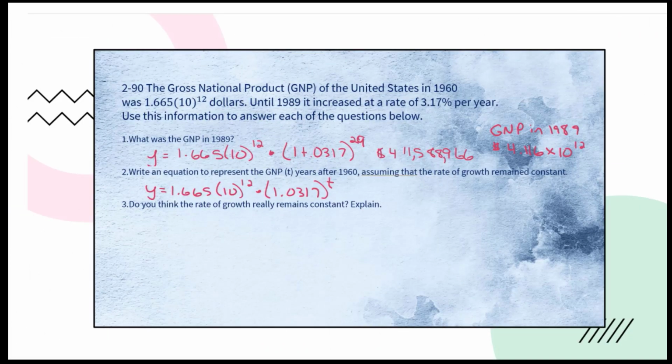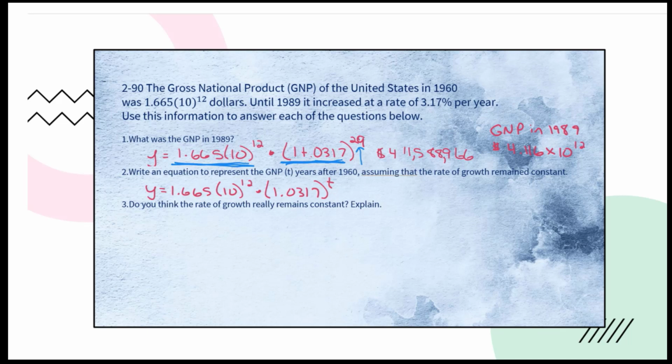Okay, 2-90, the gross national product of the U.S. in 1960 was 1.665 times 10 to the 12th. That's in scientific notation, of course, dollars. Until 1989, it increased at a rate of 3.17% per year. Use this information to answer each of the questions below. So our starting point for this equation would be 1.665 times 10 to the 12th. But then we have a growth of 0.0317 because that's 3.17%. So this is our multiplier times 1 plus 0.0317. But it's over the course of 29 years because that's the amount of time we're talking about.